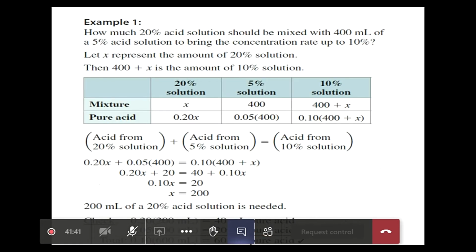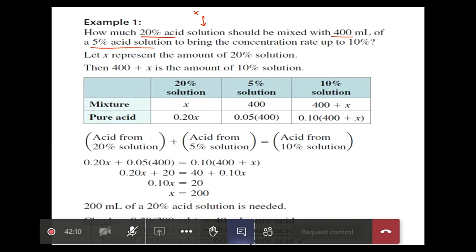Now we have an example. How much 20% acid solution should be mixed with 400 ml of 5% acid solution? So we need the quantity of the 20% acid solution. This is the quantity of this acid solution. This is the x. Okay.